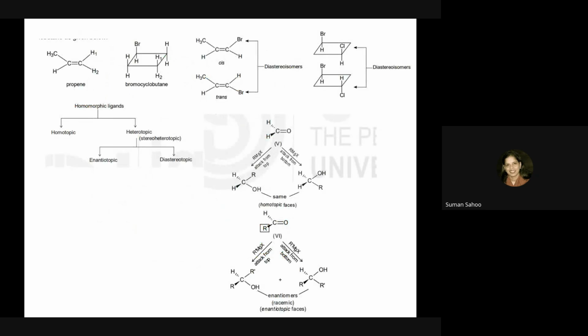So now we can say homomorphic ligands can be homotopic or heterotopic. Heterotopic means they can be stereotopic. Stereotopic can again be of two types: enantiotopic and diastereotopic. Next, like ligands, we can have faces also, stereotopic faces. We will come to it.